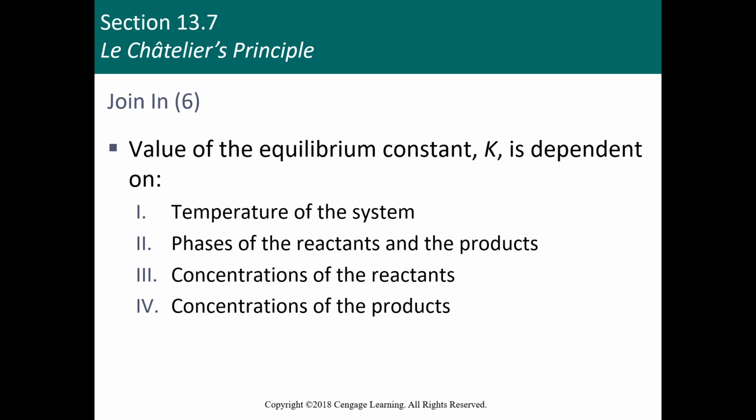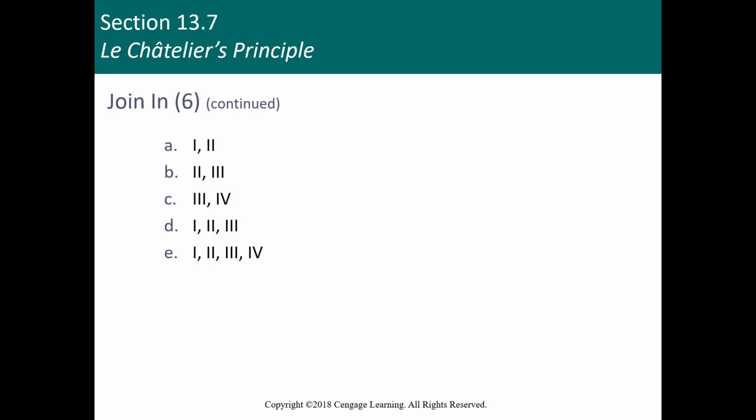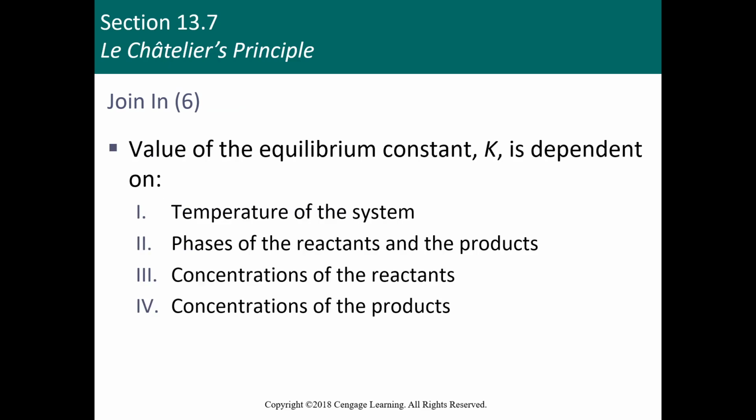So, the value of the equilibrium constant, K, is dependent on what factors? 1. Temperature of the system. 2. Phases of the reactants and products. 3. Concentrations of the reactants. 4. Concentrations of the products. And so there we have our little options. Of course, the correct ones are 1 and 2, which is temperature of the system and phases of the reactants and products.